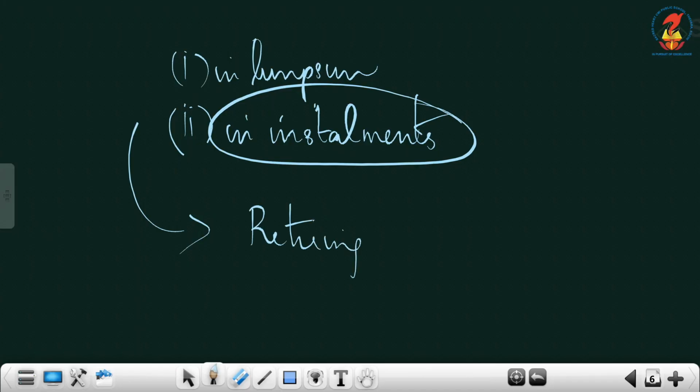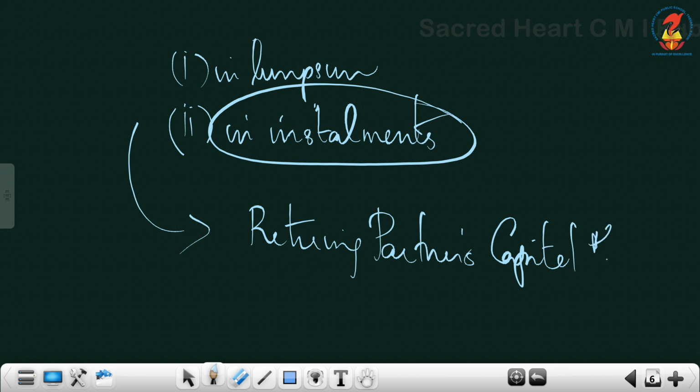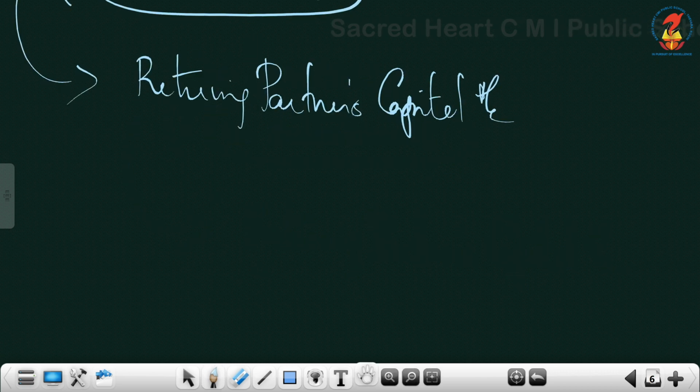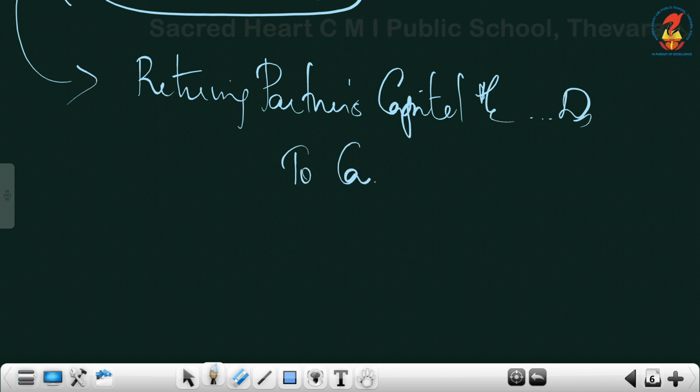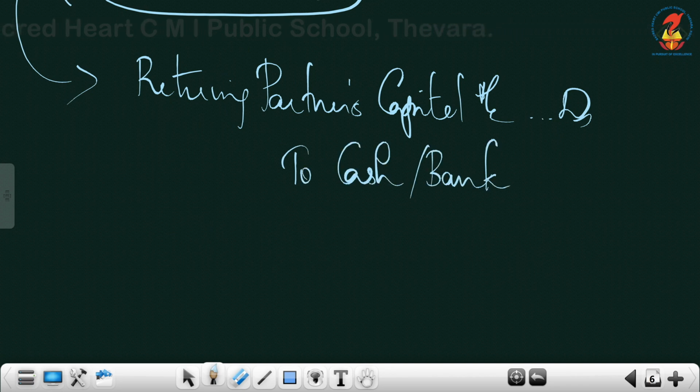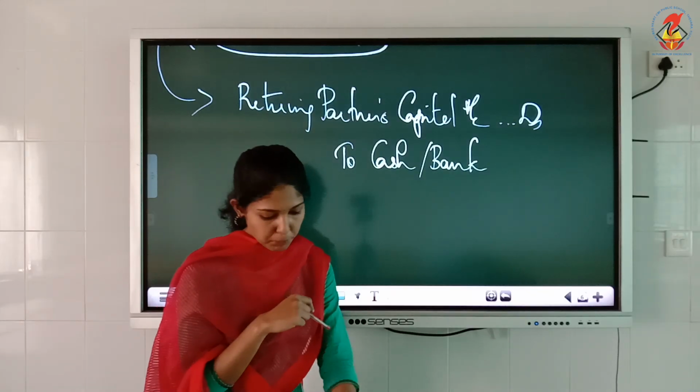retiring partner's capital account debtor to cash or bank. Okay.